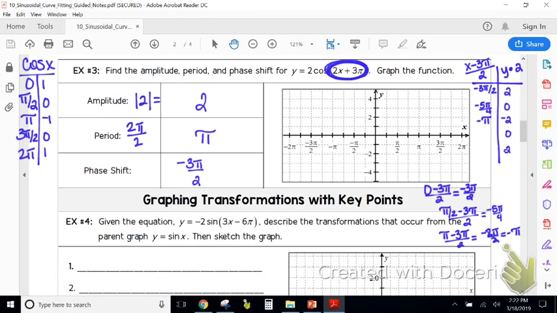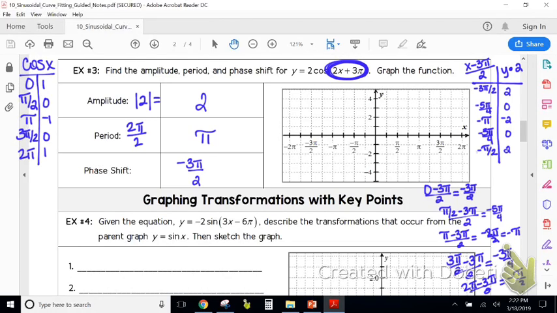Now, some of y'all like the pattern thing. If you can find the pattern there, you can use it. All right, so 3 pi over 2 minus 3 pi divided by 2. Good, negative 3 pi over 4. And then 2 pi minus 3 pi all over 2. There's our negative pi over 2, right?